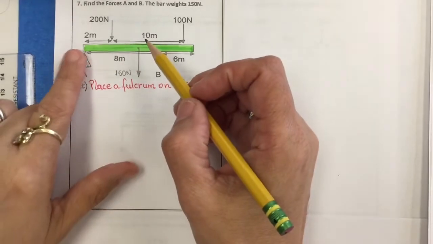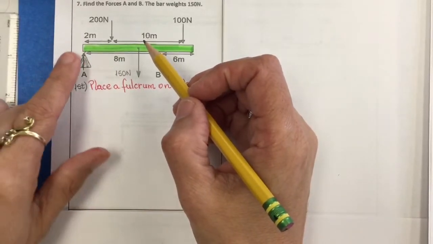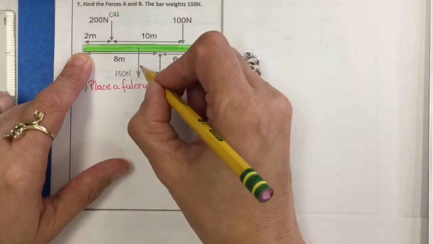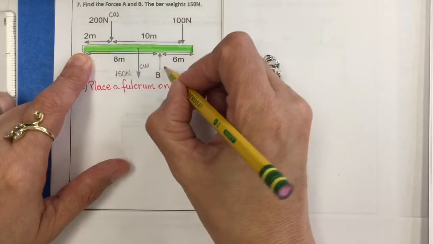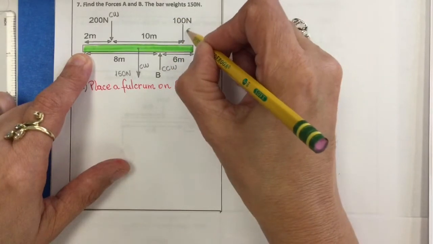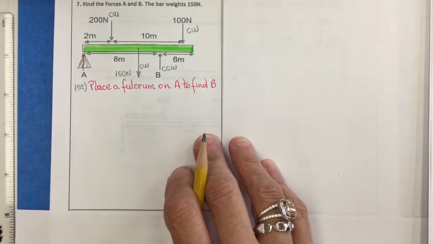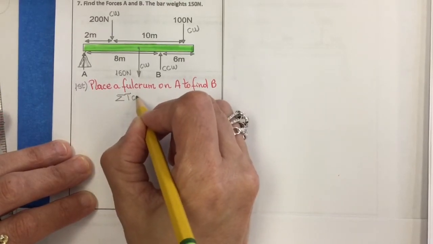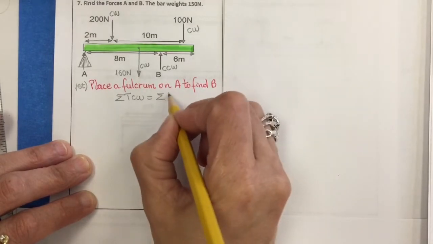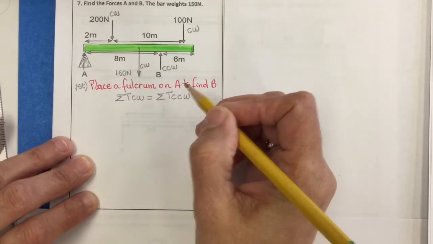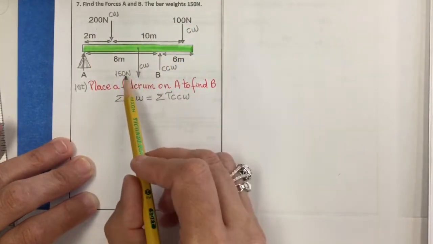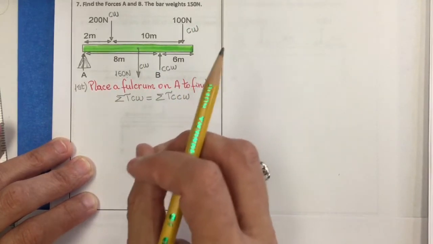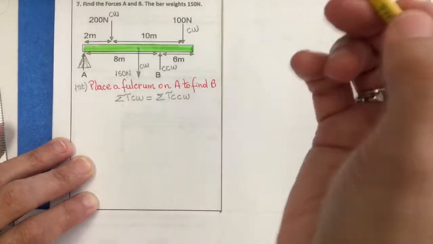Now we are going to identify the forces that produce clockwise or counterclockwise torque. So 200 is clockwise, 150 is clockwise, B is counterclockwise, and 100 is clockwise. Now we are going to group them using the torque equation. The sum of all clockwise torque is equal to the sum of all counterclockwise torque. For clockwise, we have 200, 150, and 100, so we group those three forces on this side of the equation.